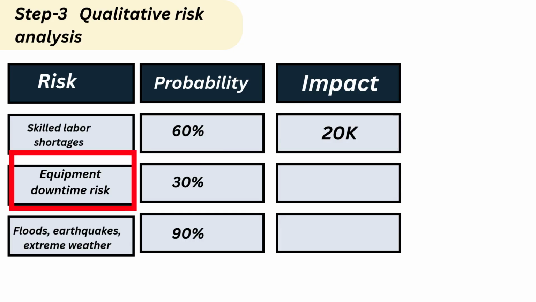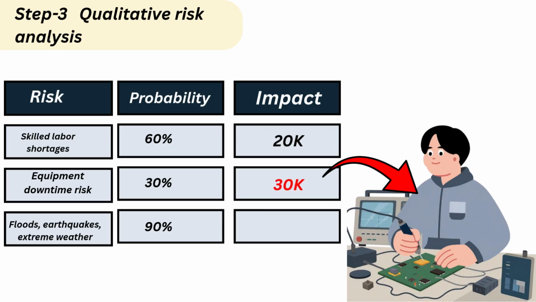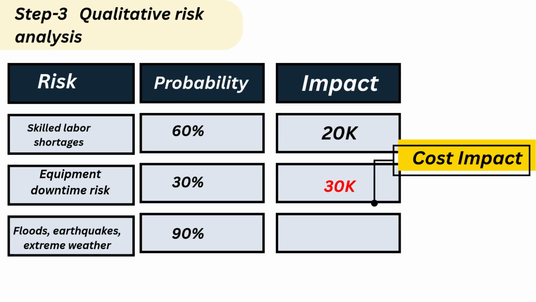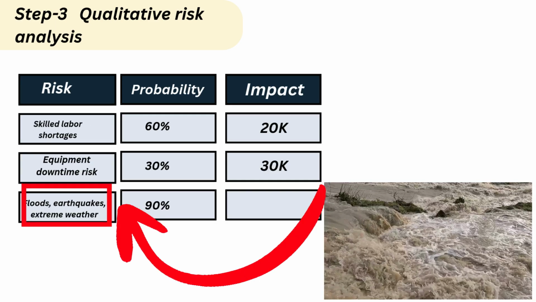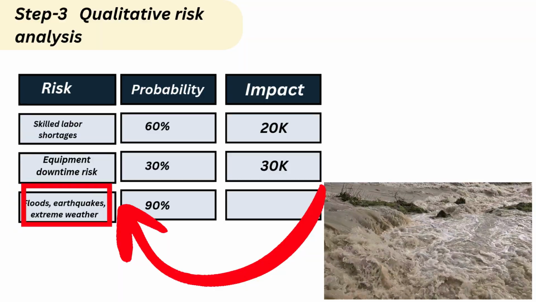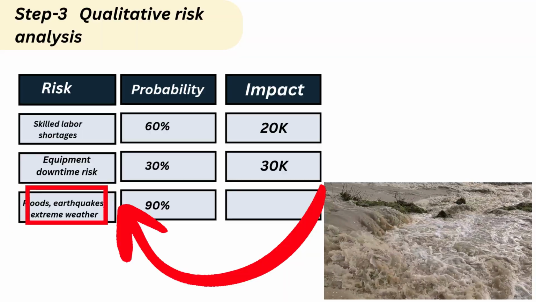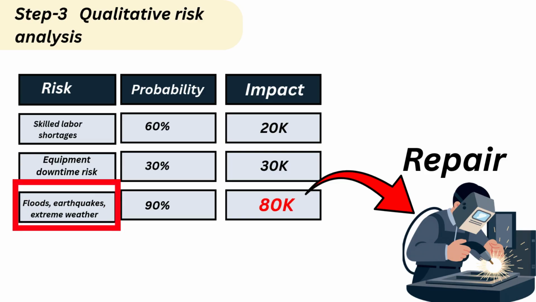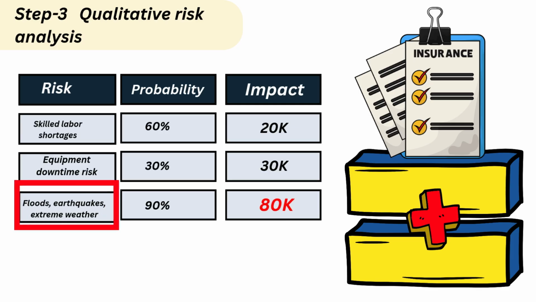Now let's calculate the cost impact for the next risk, that is equipment downtime. If this risk occurs, I have to spend 30K to repair the equipment. So the cost impact is 30K here. The last risk is flood, earthquake or something. If natural calamities come in, then I have to spend an extra 80K for damage repair and all. Insurance cost will add up, and that's why the impact here is 80K.